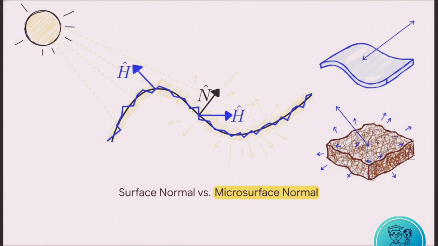This visual perfectly nails it. See that flat black line? That represents the overall surface normal, just the macro-level, general direction the object is facing. But look at the jagged blue line. Those are the microsurface normals.